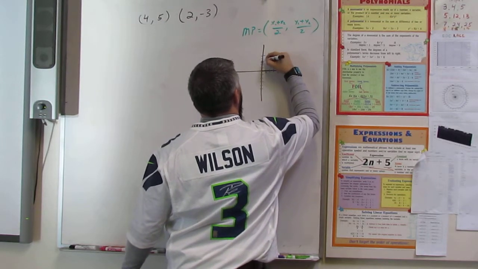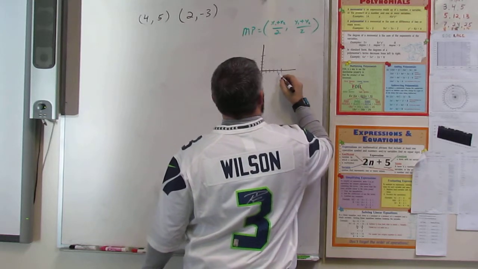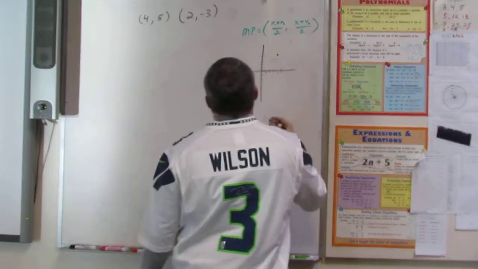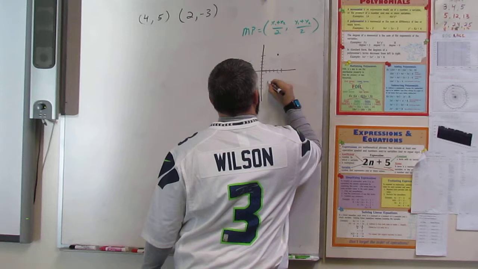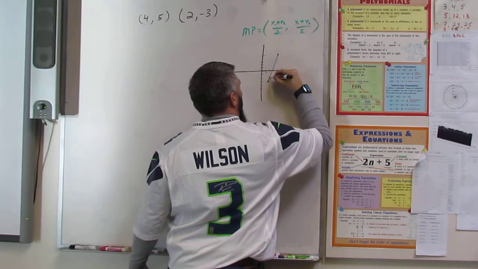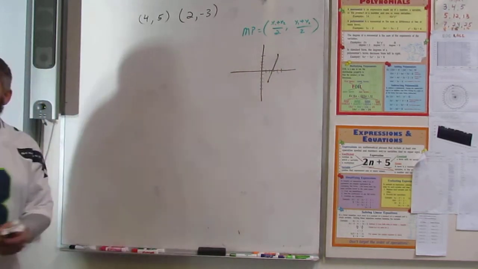Okay. And so I'll go over 4 and up 5. Right? And then I'll go over 2 and down 3. Right? So this is our line. Right? So what we want to do to this is find the midpoint.